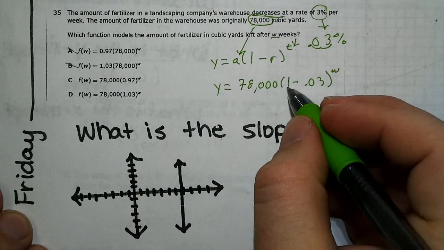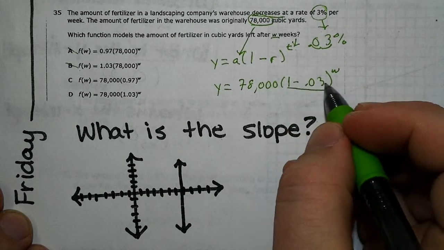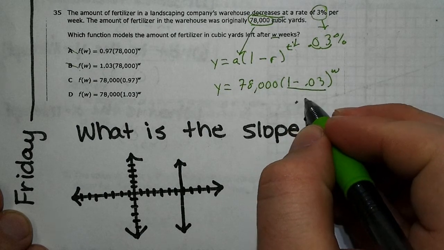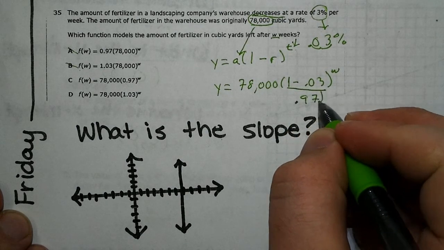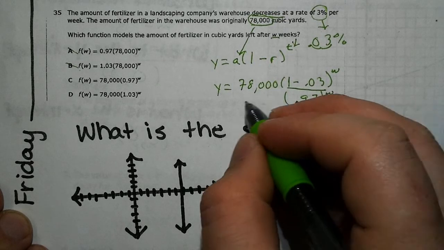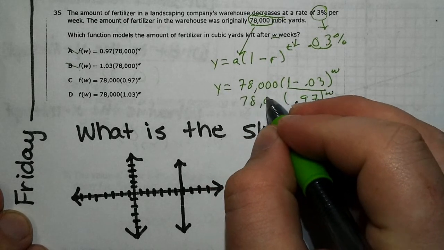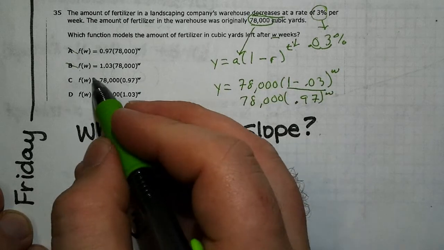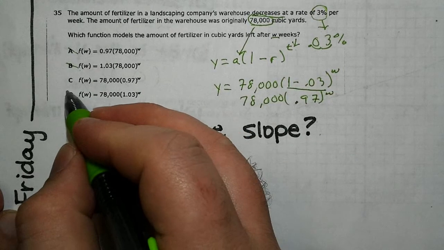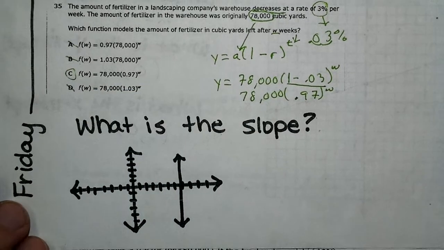So let's go ahead and subtract these terms. 1 minus 0.03 is actually 0.97. So the only difference is you would have gotten 1.03 for D if you had added them. It is actually answer C.